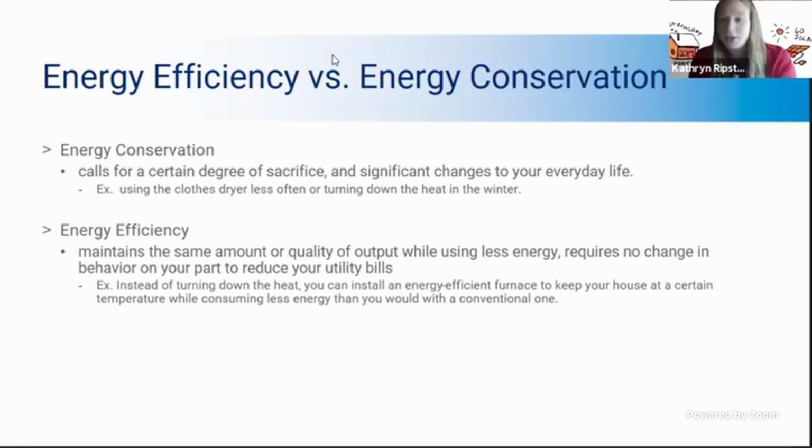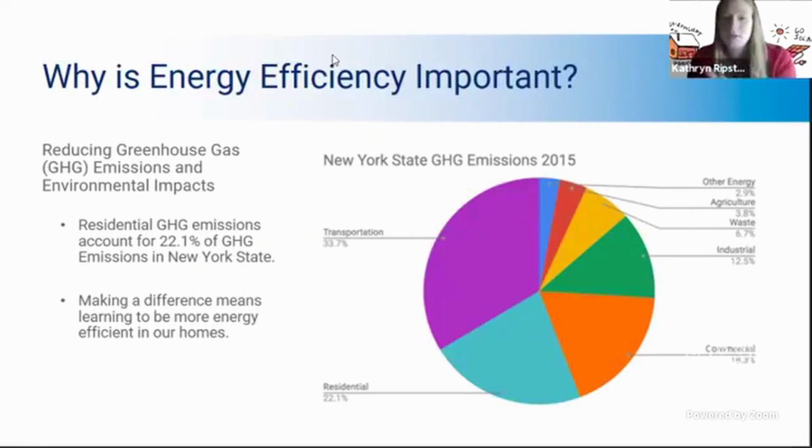So that's energy conservation. However, energy efficiency is maintaining that same amount of quality output while using less energy. So instead of turning down your heat in the winter time, you can look at installing an energy efficient furnace. It will keep your house at the same comfortable temperature that you desire, but you'll be using less energy because of the design of that furnace. Okay, and now Nick is going to tell us a little bit about why energy efficiency is important.